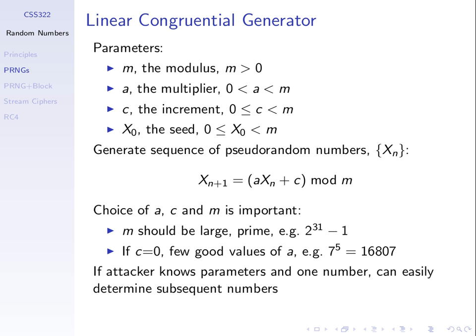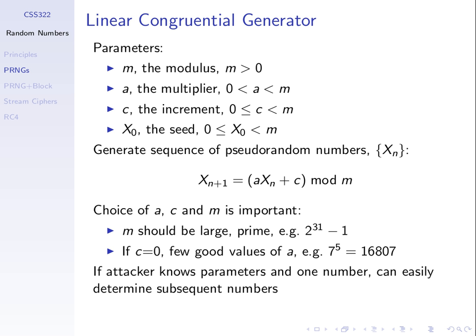For example, in a 32-bit computer system, set M to be the largest integer that you have available, or close to. It turns out that people have done analysis, and it should be prime. So this is an example of a prime number that is very large. 2 to the power of 31 minus 1 is a prime number.